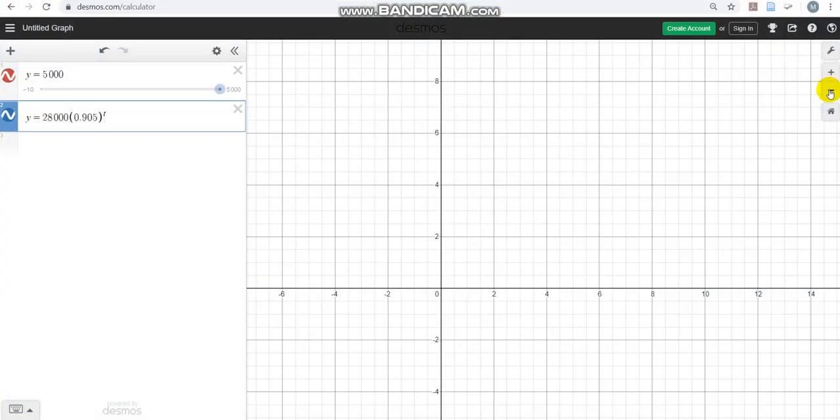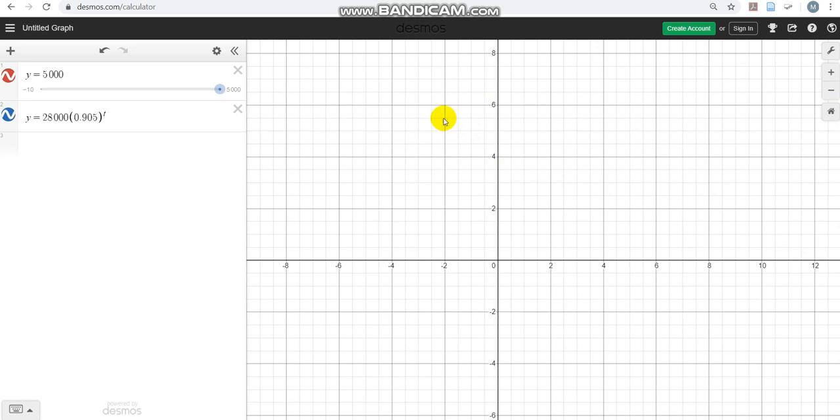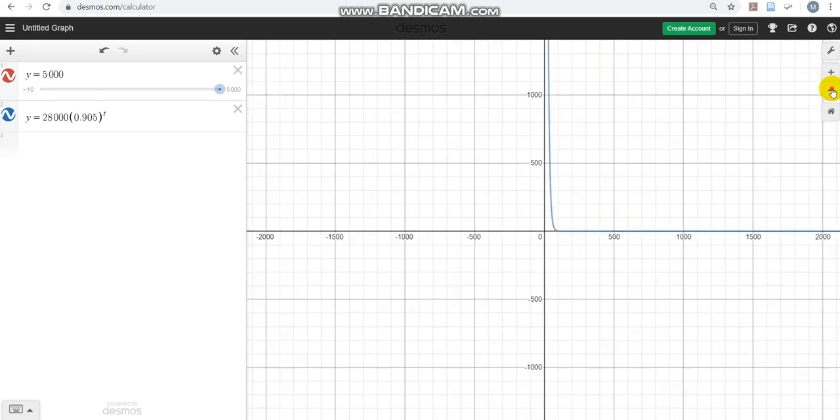Okay, so as you see here, some of you see there's no graph. So that's why you have to use this zoom in, zoom out feature. You have to zoom all the way out.